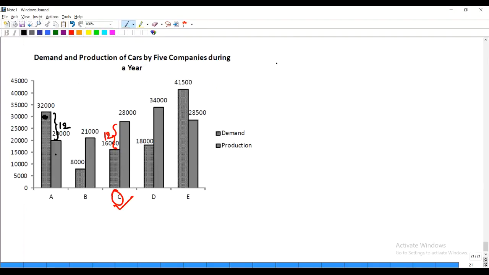74. The demand of B is what percent of production of C? Demand of B is equal to 8,000. The production of C is 28. I would say 4 twos are 8, 4 sevens are 28. 2 by 7 is nothing but 28.57 percent. 75.